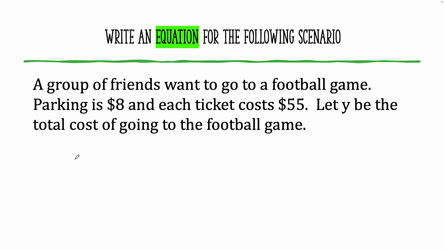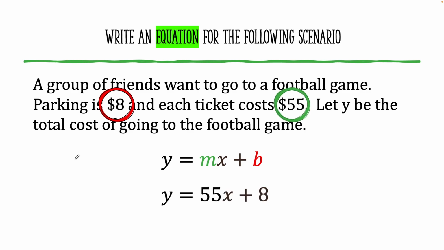All right, we're going to write an equation for the following scenario. A group of friends wants to go to a football game. Parking is $8 and each ticket costs $55. Let y be the total cost of going to the football game. So we need an equation that represents the cost of a football game. Let's use the form y equals mx plus b, because what we have hiding in here is this starting point of $8. That's actually the y-intercept. And then this 55 per ticket, that's the slope. So y equals 55x plus 8.